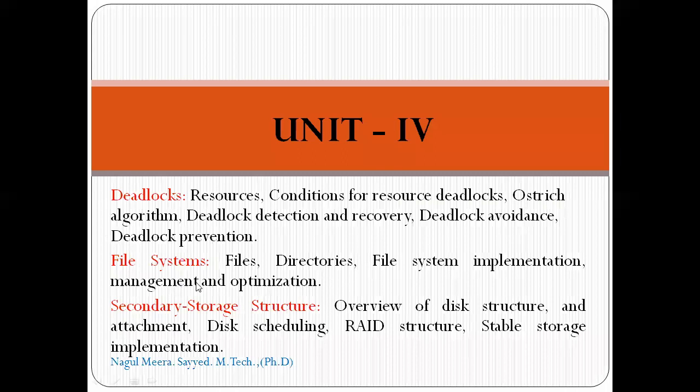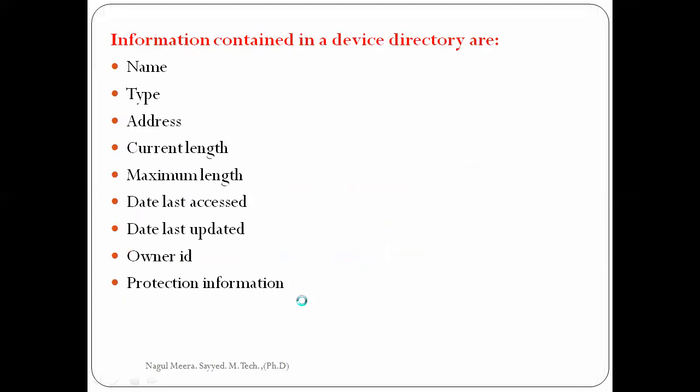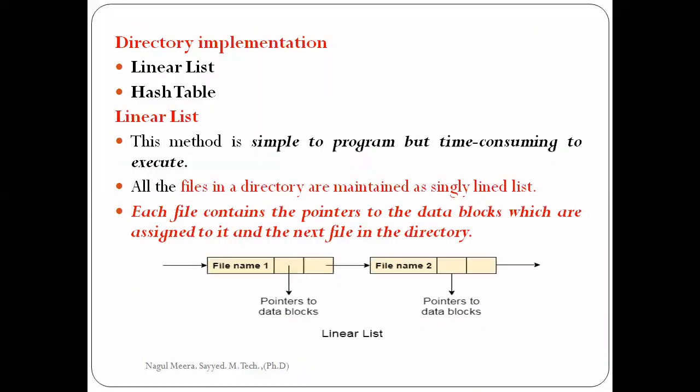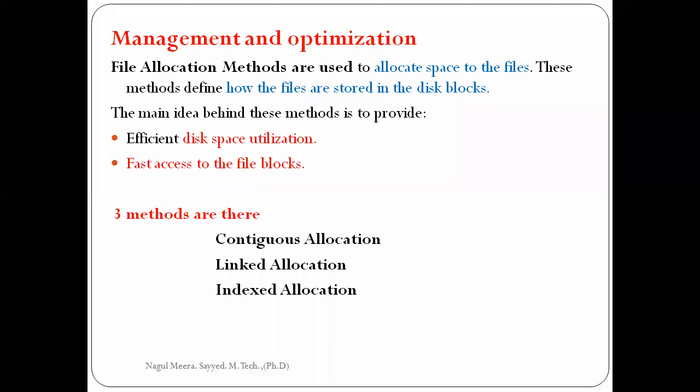In the file system, the last one is management and optimization. Okay? Now coming to our topic, that is management and optimization. In management and optimization, the first topic is file allocation methods, very important.